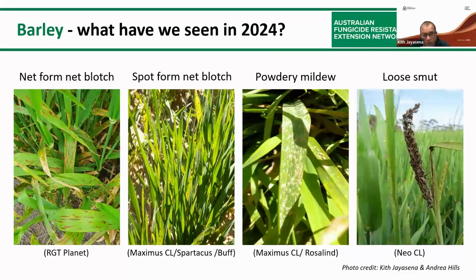So what diseases have we seen in 2024 until this moment? We have seen net blotch: net form net blotch and spot form net blotch. Net form net blotch is widely seen in RTG planet. Spot form net blotch we have seen in Maximus, Spartacus, and Buff.